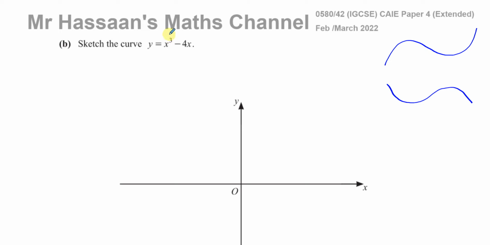Now, if the coefficient of x cubed is positive, it will have this type of shape. If it's negative, it will have that type of shape. So I know that this curve definitely will look something like this. It will have this shape here, because it's positive x cubed. So it's going to have that type of shape.